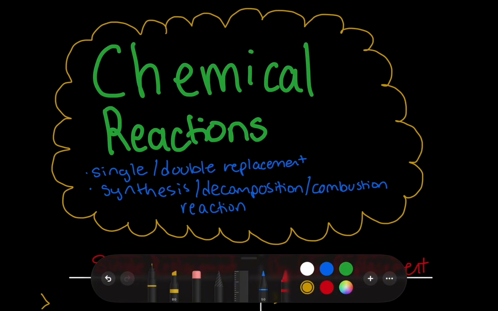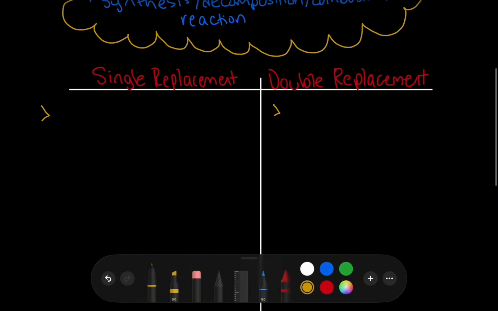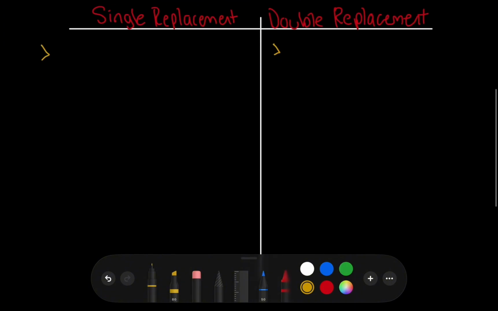Today we're going to be talking about chemical reactions, including single and double replacement, synthesis reaction, decomposition reaction, and combustion reaction. These all fall under the chemistry topic, and we're just going to be going over what each of these reactions mean and some examples of them. So first we're going to start off with single replacement and double replacement.